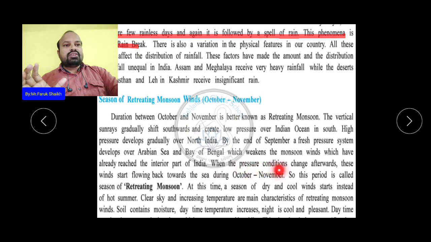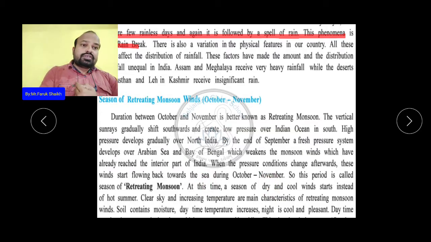When the pressure conditions change afterward, these winds start flowing back toward the sea during October and November. So this period is called the season of retreating monsoon winds. It means that in this season the winds return toward the ocean, the Bay of Bengal, the Arabian Sea and the Indian Ocean. At this time a season of dry and cool wind starts instead of the hot summer.